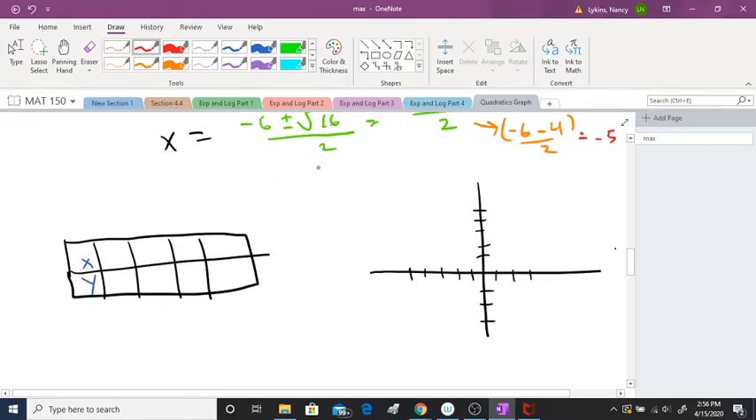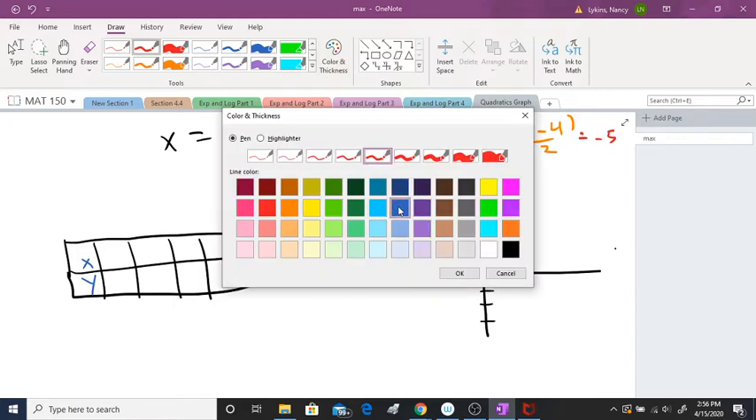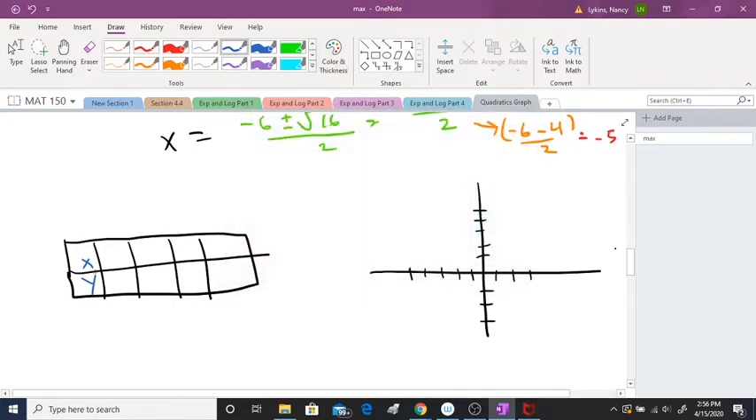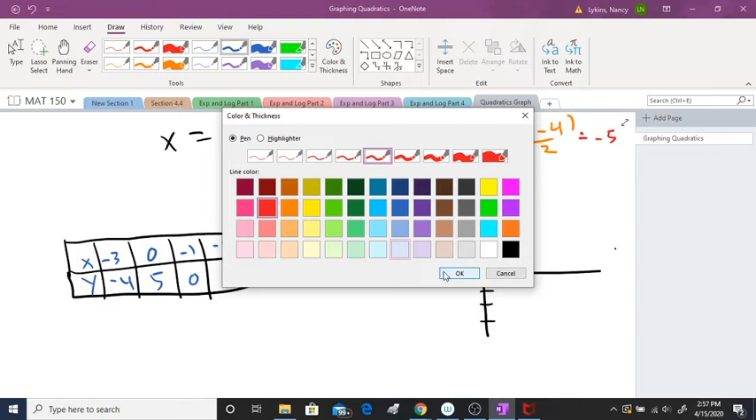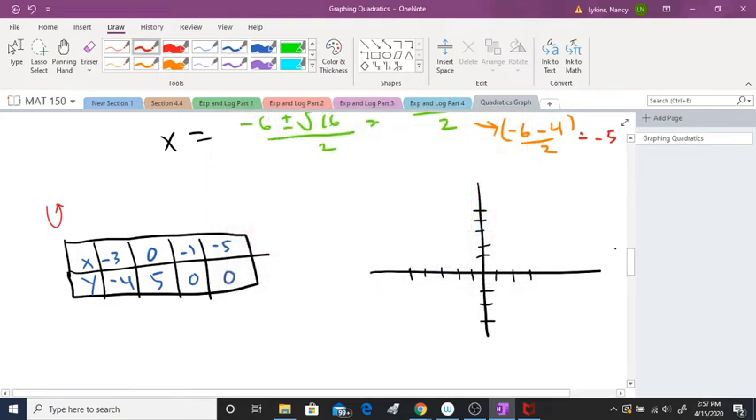We'll scroll all the way down here. It doesn't matter the order we put it in. I want to just put in my vertex first: negative 3, negative 4. Then I'll put my y-intercept, 0, 5. Then my x-intercepts, which I found with the quadratic formula, negative 1, 0 and negative 5, 0. And now all I'm going to do is plot the points. Remember, since a was greater than 0, it should look like the upward U.